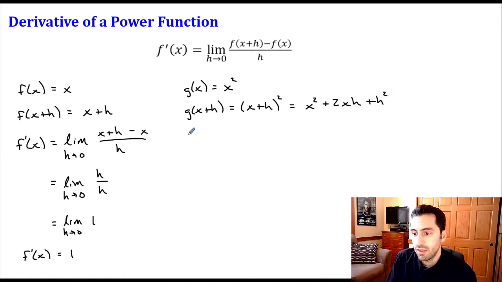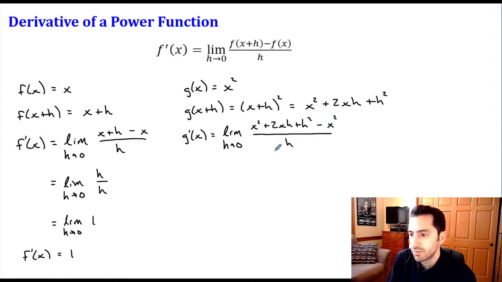All right, so now let's plug everything in to our derivative. So g prime of x, this will be equal to the limit as h approaches 0 again. And now g of x plus h is going to be this trinomial that we found. From this, we're going to subtract our original function, which was x squared, and this is all over h. Just like we did on the last one, first thing we're going to do is try and simplify. So I see we are subtracting x squared, and I have a positive x squared. So these two terms will give me 0, so they cancel out.